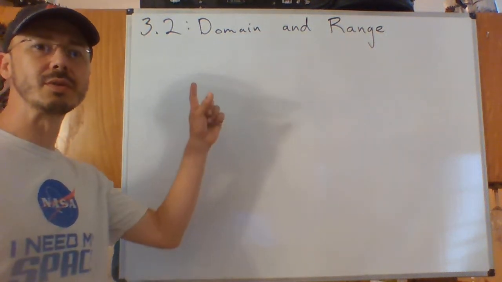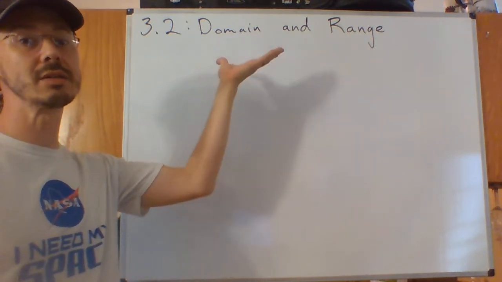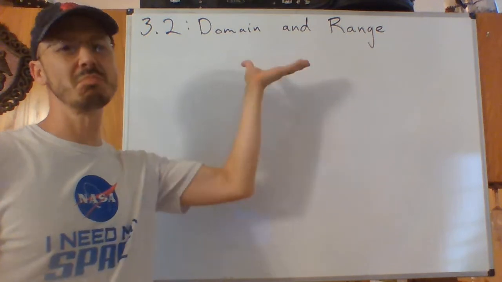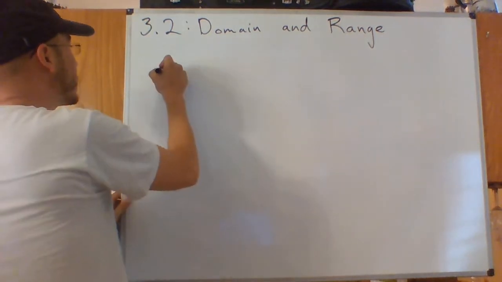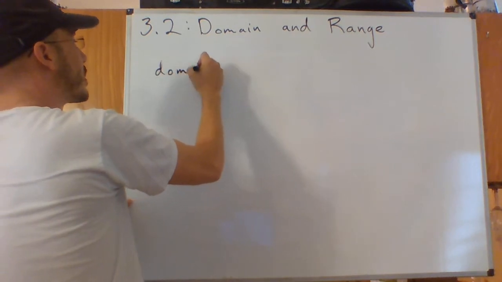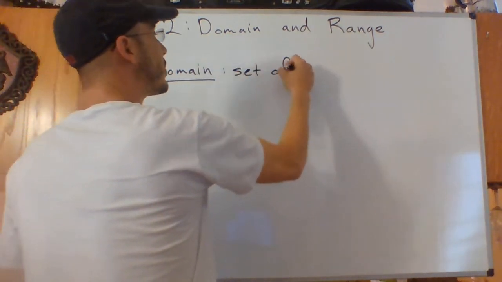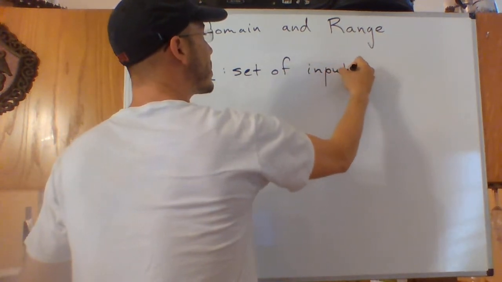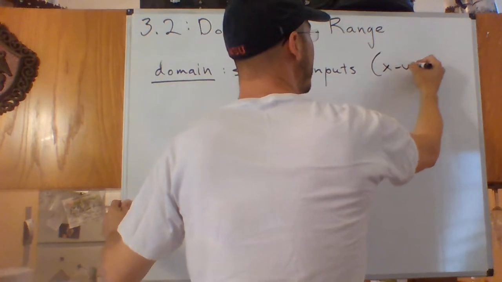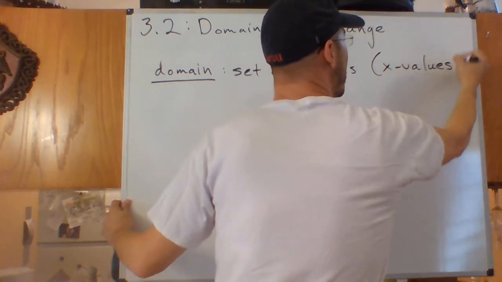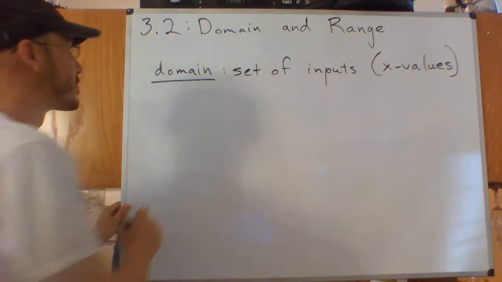In section 3.2, we're going to look at two important aspects of functions, the domain and the range. Mostly the domain, but we'll also look at a little bit about range. Domain is the set of inputs. And that's very often what we call the x values for a function, the things that we put into f of x, for example.